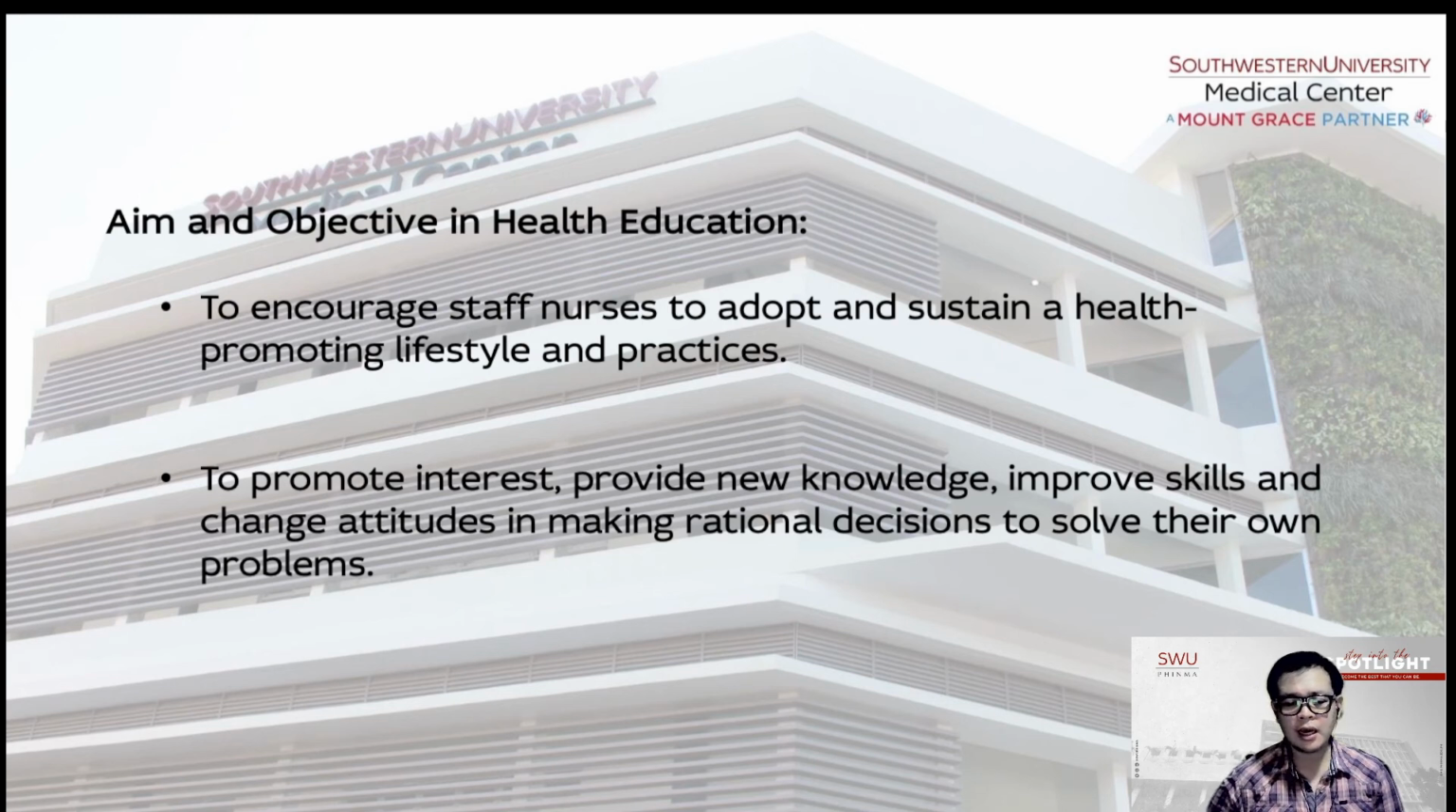This can be included through medication in terms of health education, environment, treatment, health teachings, outpatient follow-up, if any, during discharge, the diet of the patient, even spiritual, social, and even the sexual parts of our patient. So the aim and objective of health education first is to encourage staff nurses to adopt and sustain health promoting lifestyle and practices for our patient.